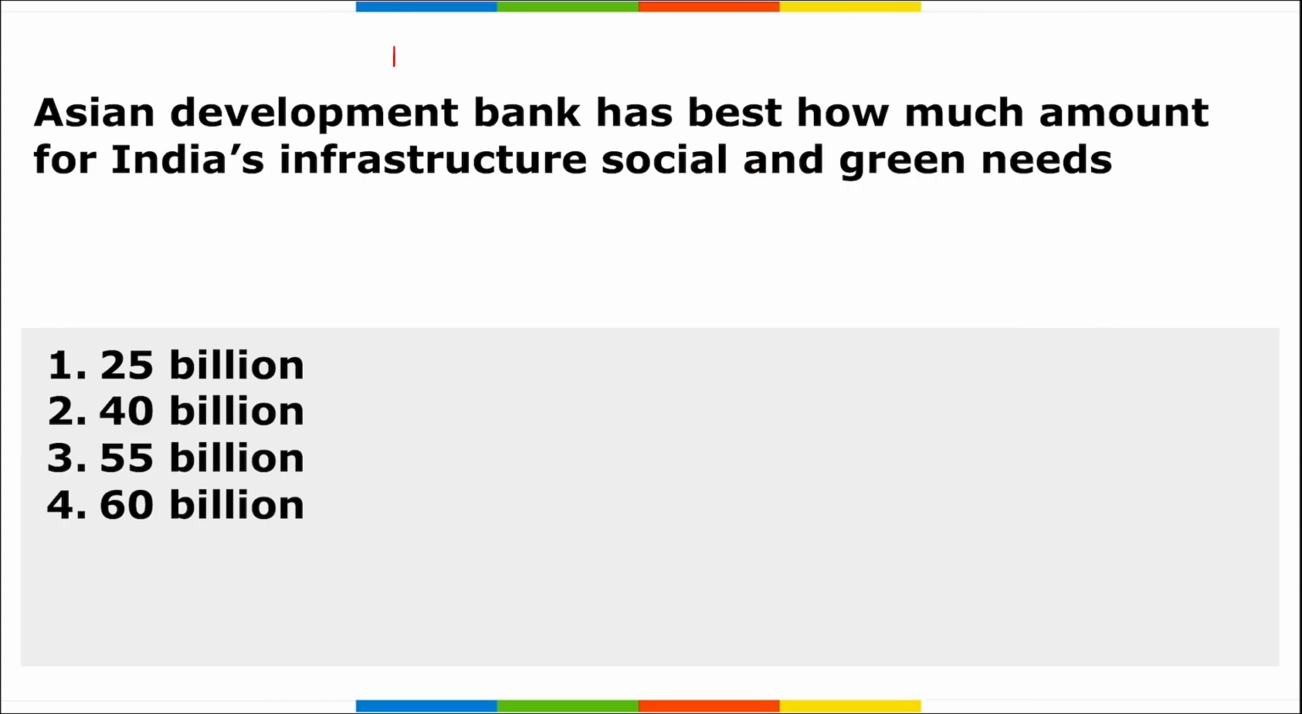Next is the Asian Development Bank. They have recently given support to India's development priorities. That means the Asian Development Bank has recently pledged an amount for India's infrastructure, social and green needs. So remember, a total of $25 billion has been given as support to India's development priorities. And this amount will be provided over a period of 5 years.